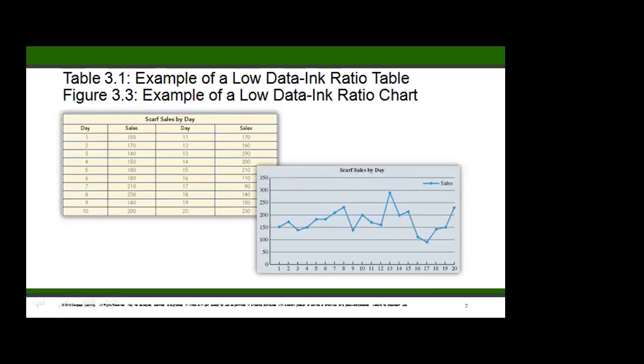Let us consider the case of Gossamer Industries, a firm that produces fine silk clothing products. Gossamer is interested in tracking the sales of one of its most popular items, a particular style of women's scarf. Table 3.1 and Figure 3.3 provide examples of the table and chart with low data ink ratios used to display sales of this style of women's scarf. The data used in this table and figure represent product sales by day.